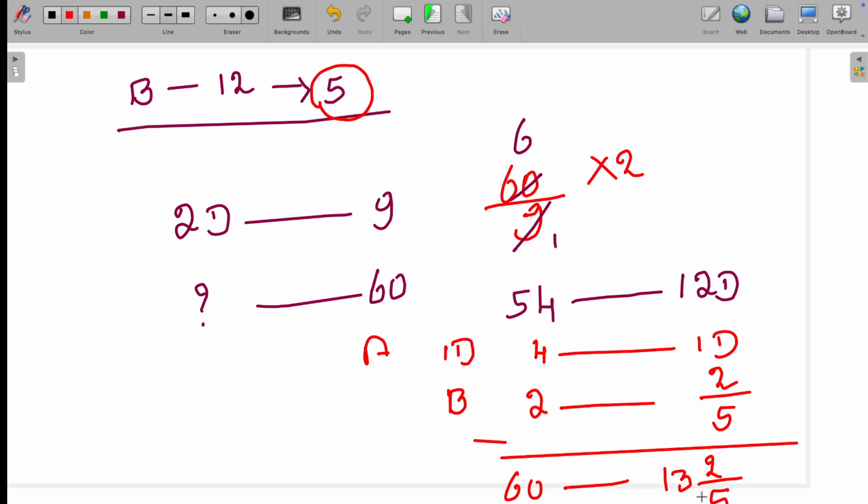Next, the men, women, children concept. The last concept in this. Men, women, children concept.